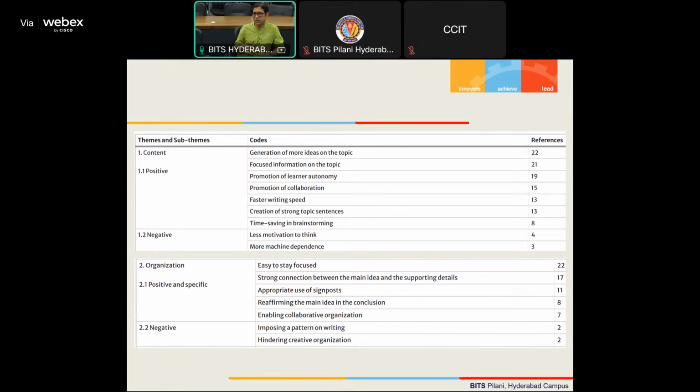The next part was organization, with both positive and negative types. Positive was that it was easy to stay focused, and there was a strong connection between the main idea and supporting details. When they used ChatGPT, they were able to adhere to their topic sentence and the supporting details. When they wrote, it was properly organized, and there was even use of signposts. And if you see, the conclusions are properly written.